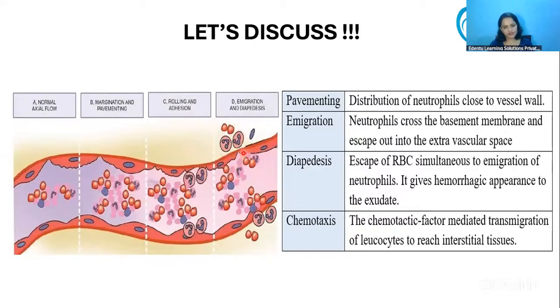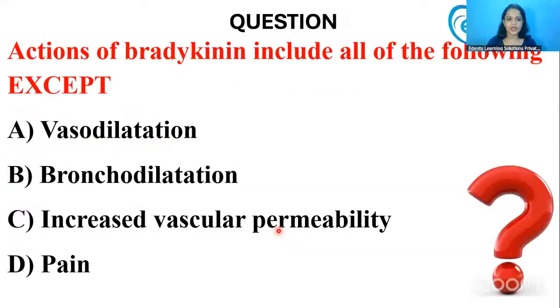Now along with neutrophils, sometimes some RBCs can also escape outside into the interstitial tissue, that is called diapedesis. So we had discussed margination, pavementing, rolling and adhesion phase, then immigration. Immigration is only the neutrophils going outside. If it is the RBCs going outside, then it is called diapedesis. Remember the names.